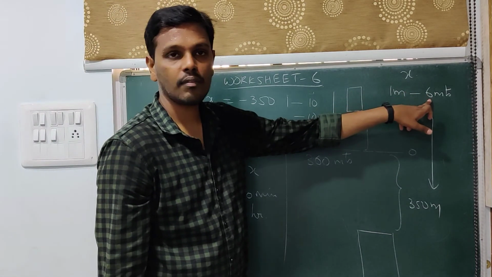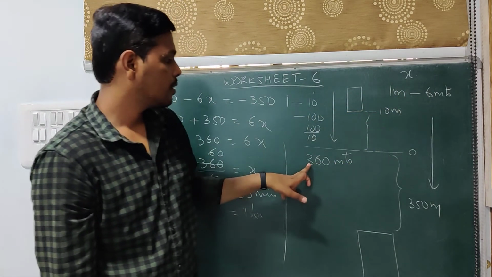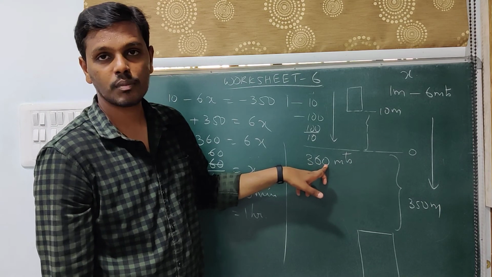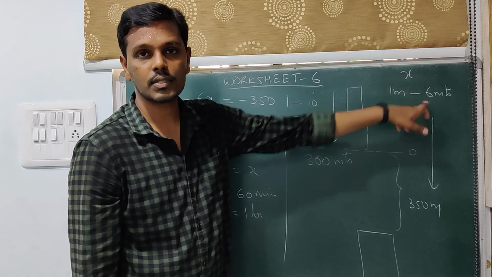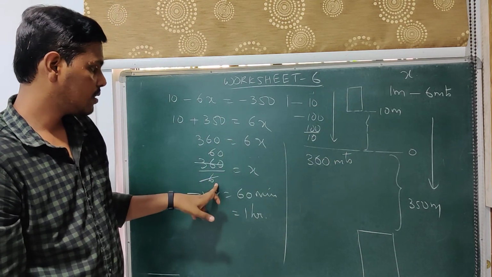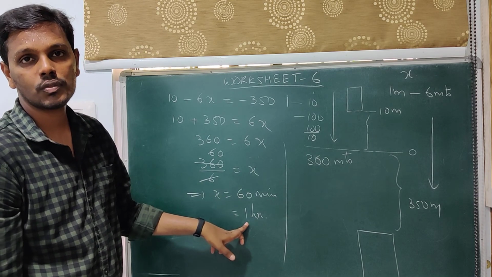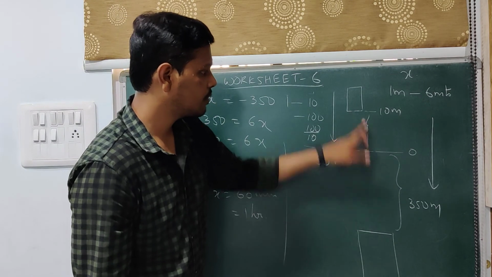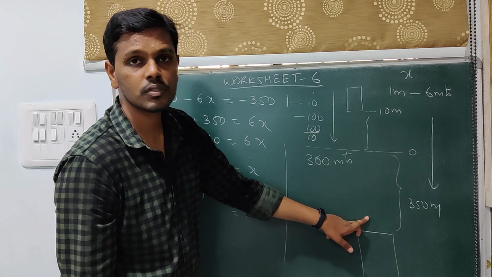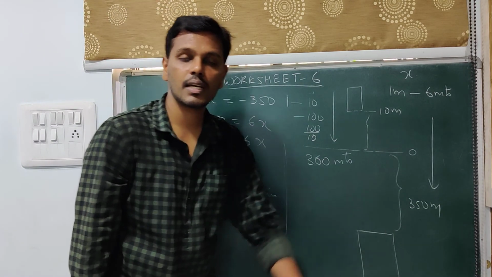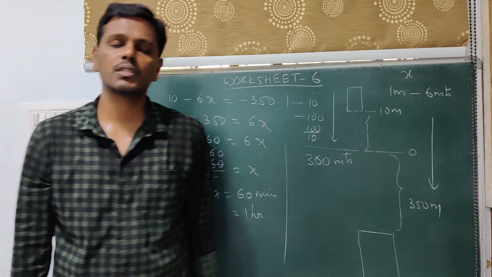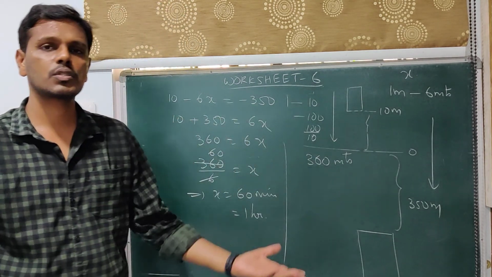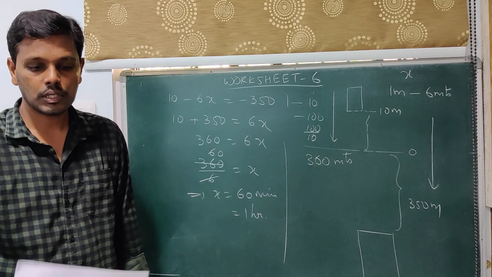In 1 minute, you are traveling 6 meters. How much time does it take to travel 360 meters? It is 360 by 6, which is 60 minutes, that is 1 hour. So you can interpret either way. 10 meters plus this 350, so the total the elevator has to travel is 360 meters. 1 minute it is traveling 6 meters. So how many minutes does it take to travel 360 meters? So that is all about it.